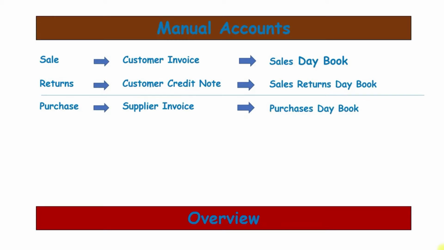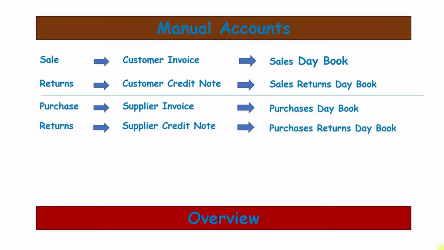After making a purchase, goods may in some cases be returned by us due to oversupply, damage, incorrect quantities, etc. If this occurs, we will send back the goods and be issued with a supplier credit note, which will have the effect of reducing the amount owed on the corresponding invoice. This is then documented in the Purchases Returns Day book.